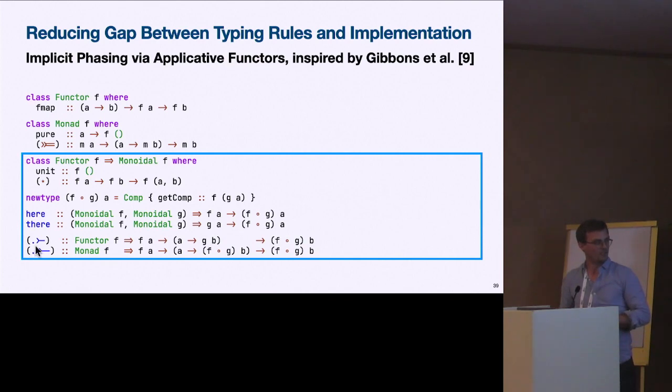And then I provide these custom bind operations here, which allow me to compose multi-phase computations. So the first one here says, well, if I have a phase one computation and I have a phase two computation that depends on the value of the first computation, I can combine them into a multi-phase computation. And this second one says, if I have a first phase computation and something that has a multi-phase computation as a continuation, provided F is a monad, I can combine these.